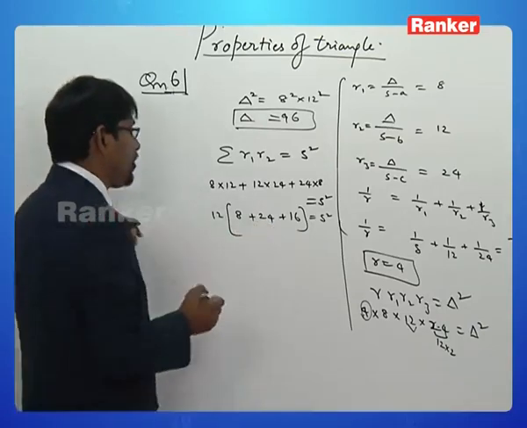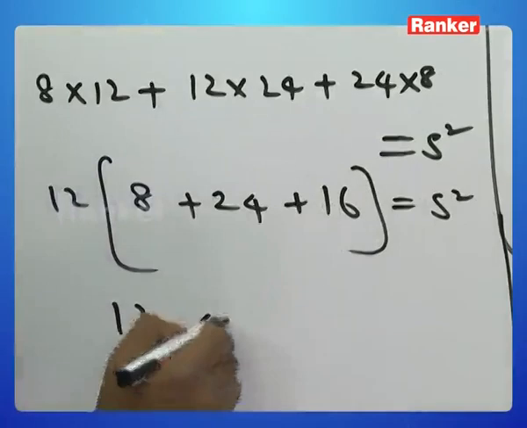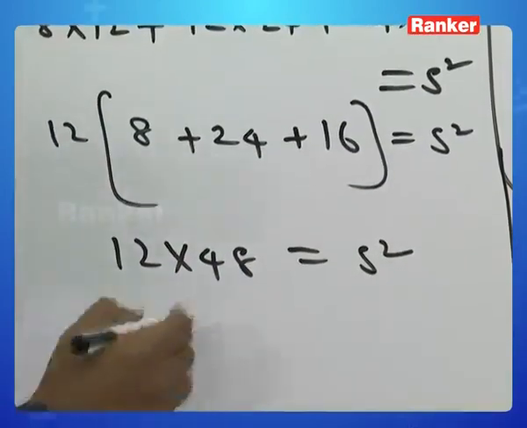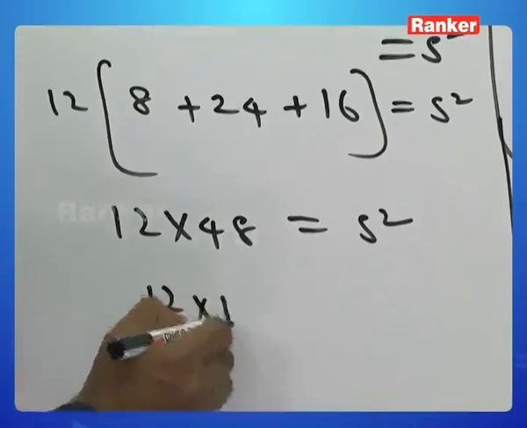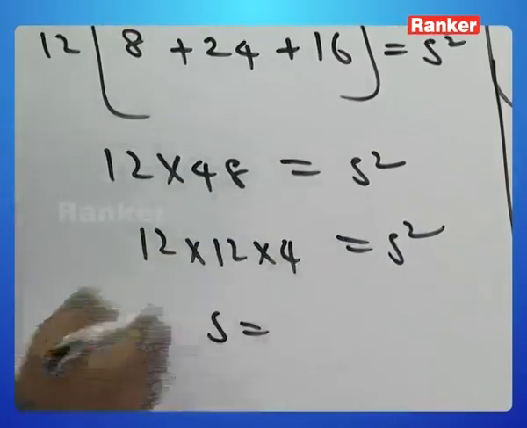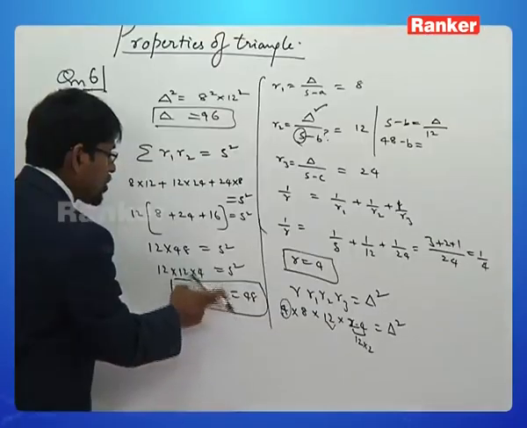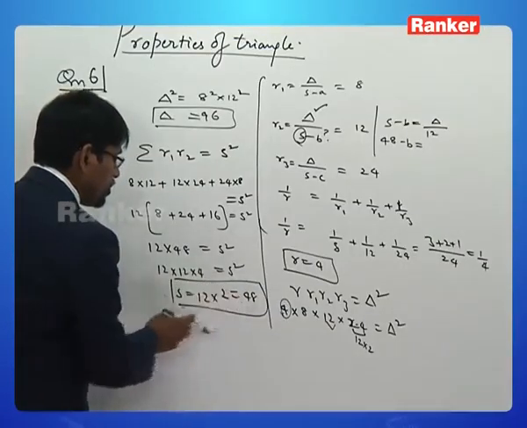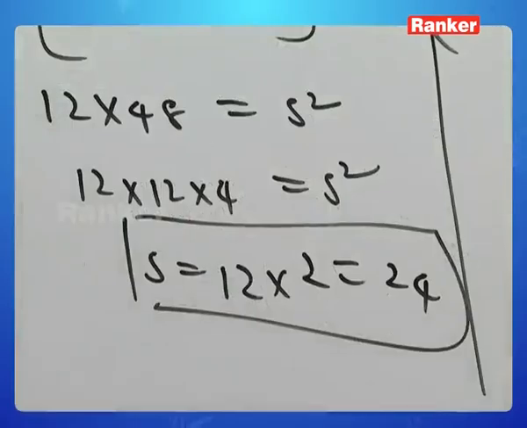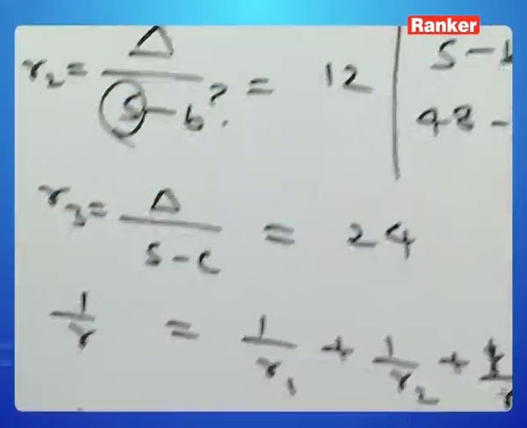So 24 plus 24, 48. So 12 into 48 it is your S square. So that I can write it as 12 into 12 into 4. So that is your S square. So S is equal to 12 into 2, that is 24.